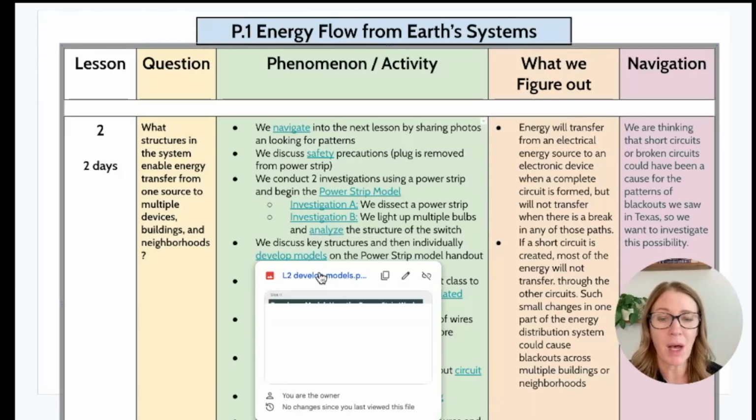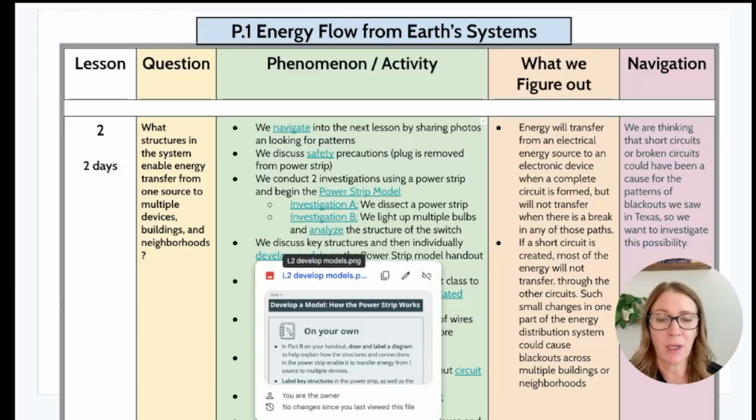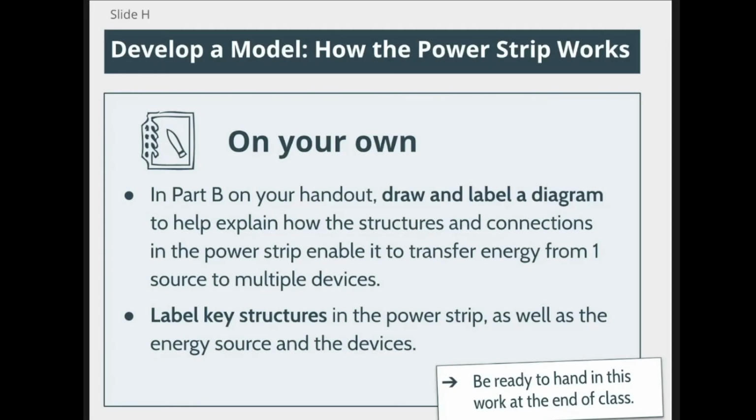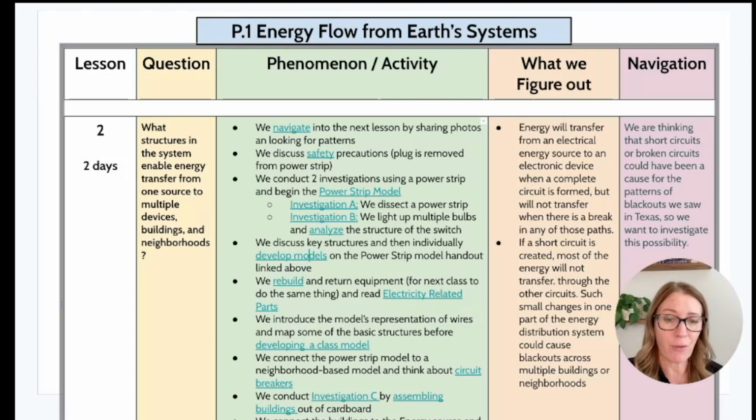And so this model is going to be the first one they do themselves on their handout in part B. And they're going to try to explain how these structures and connections enable it to transfer energy and label the parts. This is a scaffold to then build a model as a class.